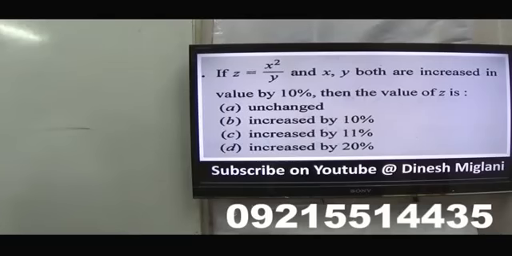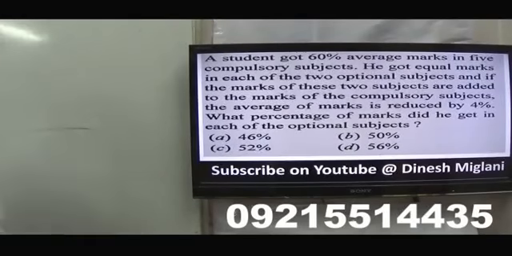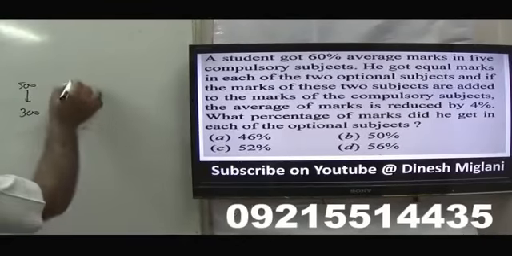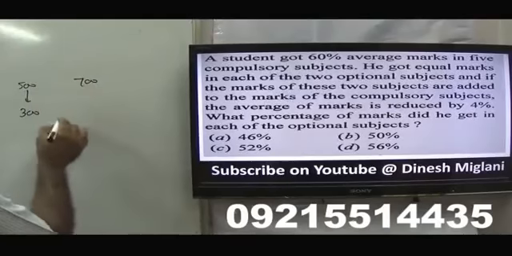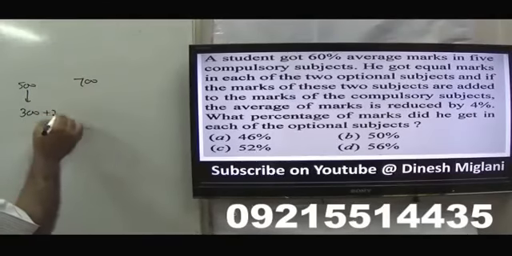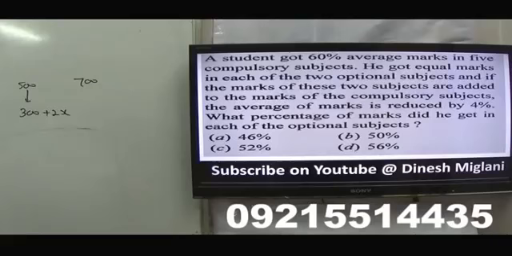Let us take the next problem here. A student got 60% average marks in 5 compulsory subjects. He got equal marks in each of the 2 optional subjects. So let us say 5 subjects are there, 500. Marks got by the student is 300. In further 2 subjects, he got equal marks. Now total marks are 700 and he got equal marks. So let us say marks are x and x, 2x. And now his average is decreased by 4%.